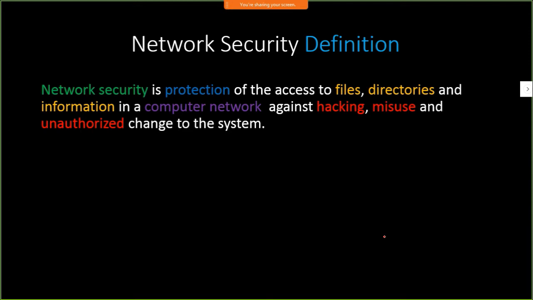Network security definition: what is network security? Network security is the protection of access to files, directories and information on a computer network against hacking, misuse and unauthorized change to the system. That means if we use network security and protection, it must protect our personal files and computer data, just like a firewall. We all use firewalls, antivirus and malware protection. The hacker may try to intercept my computer, maybe your computer, but they don't get in if the firewall is strong and the antivirus is protected. So unauthorized files will not be accessed by the hacker.